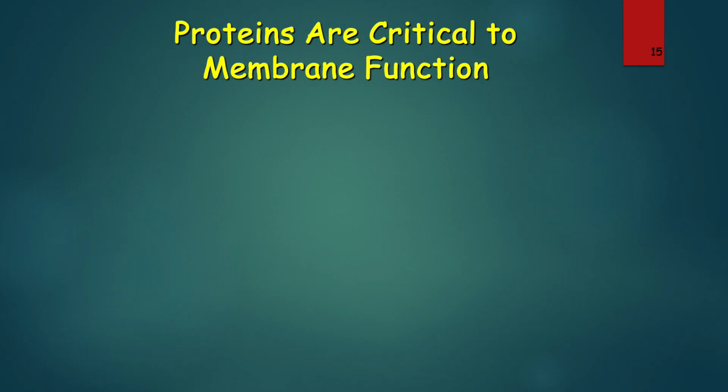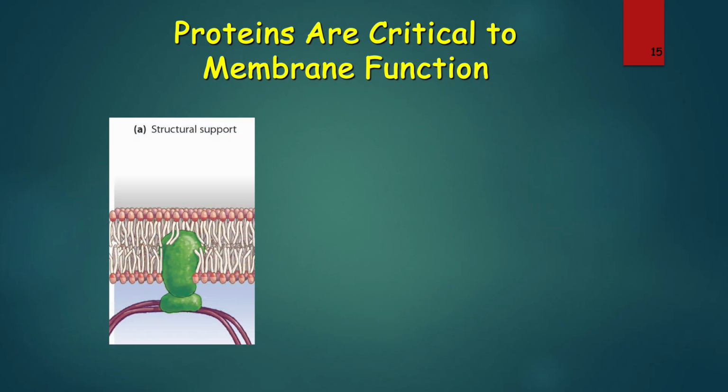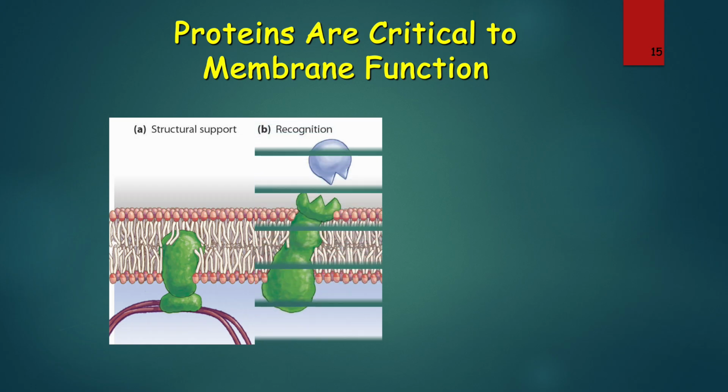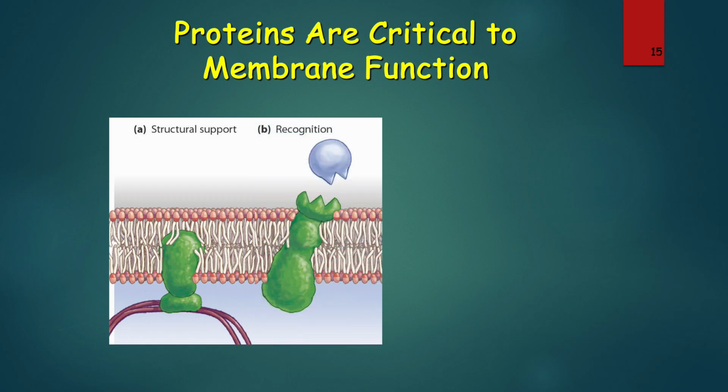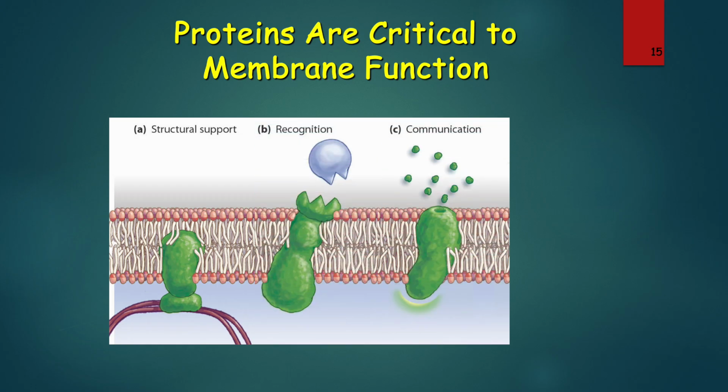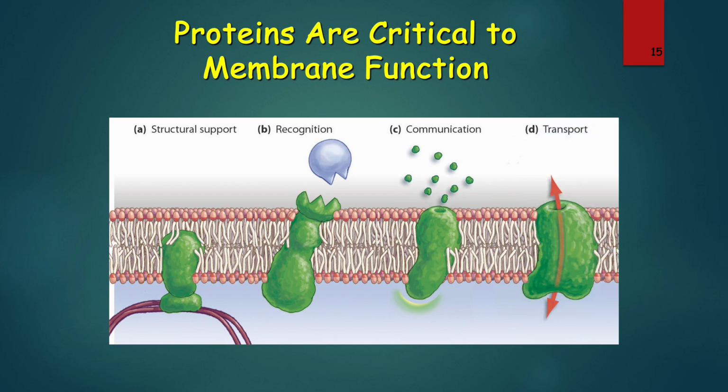Proteins are important for membrane function. We have 4 different types of proteins: structural, recognition, communication, and transport, all of which are going to help with the functions of the cell membrane, moving particles across the membrane.